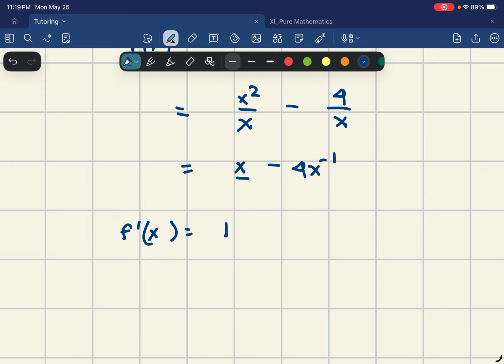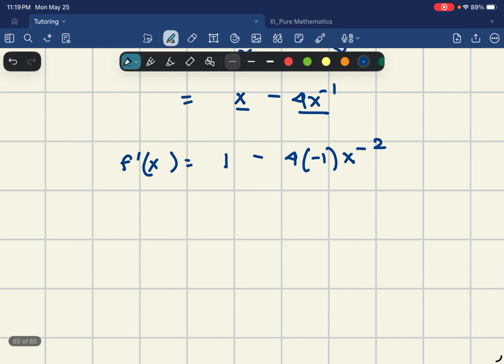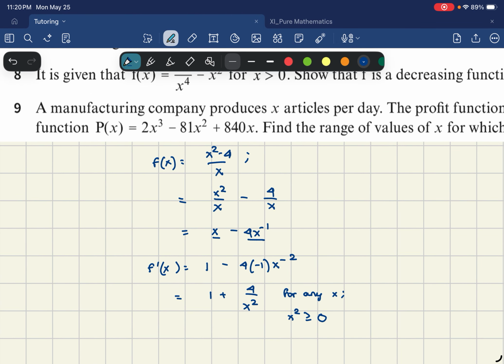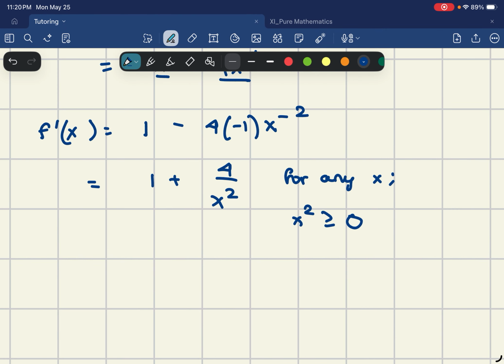So now let's find f dash of x. Differentiate x and you get 1. Now let's differentiate this expression. So I have negative 4, the minus 1 comes to the front. So now I will get 1 plus 4 over x squared. And for any x, x squared is bigger than or equal to 0, right? And there should be a restriction here because your denominator can never be equal to 0. So x does not equal 0.